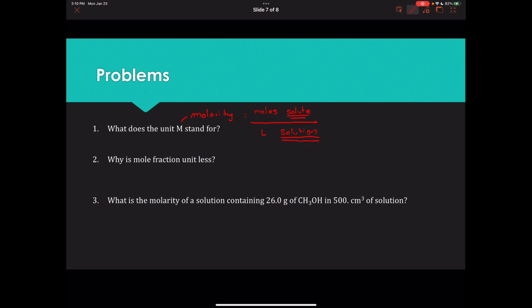Now notice in part B of the example we just worked through, I didn't put a unit on my mole fraction. It wasn't that I forgot, it's just that our mole fraction is unitless. We're dividing moles on top by moles on the bottom. The moles cancel, leaving us no units.